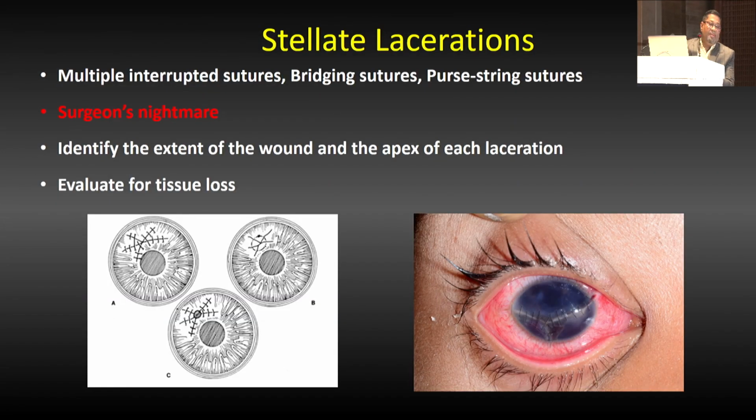But this is the stellate laceration and this is always a nightmare for all the surgeons. We have to assess the apex of the wound always because that is mostly lacerated. Usually we see this type of injuries when we have a bottle injury, glass injury, the soda bottle, or stone injury, blast injuries. They will always have irregular stellate injuries. So this can be addressed with intermediate bridging sutures with central purse-string sutures.